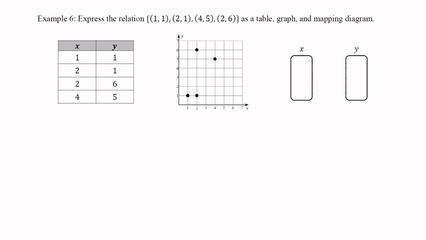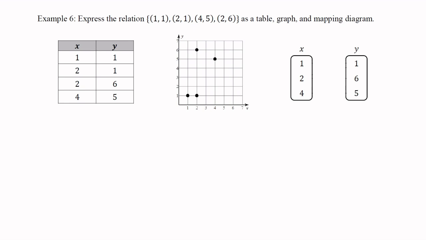For a mapping diagram, we're going to write our x values in the first column, but you only have to write each x value one time. So since we have two x values that are 2, we're only going to write it one time. Same for the y values. We've got 1 being repeated, but we're only going to write it one time.